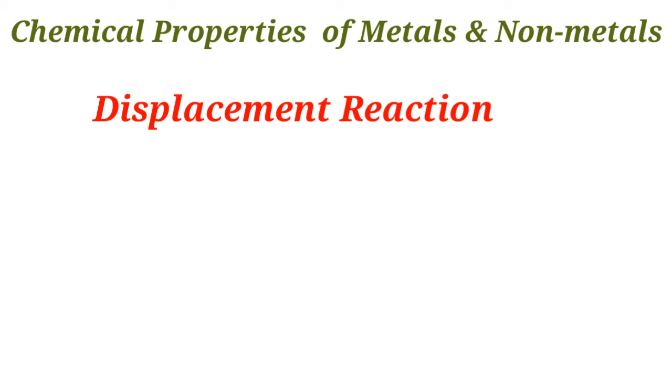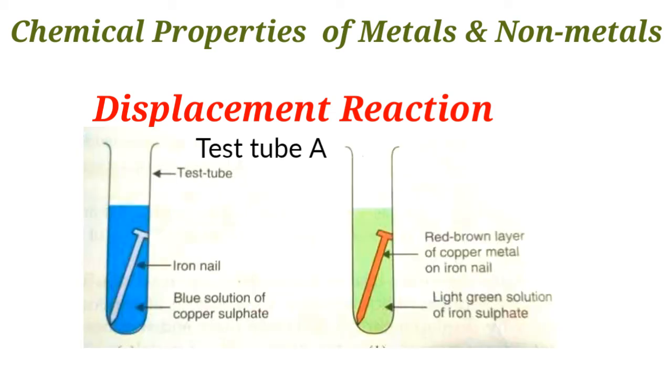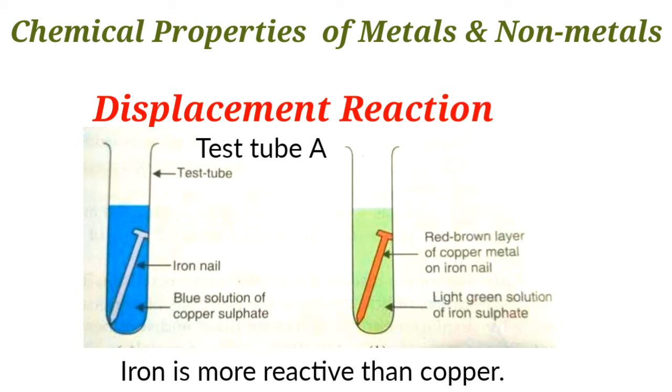You will observe that the iron nail which is inside the solution becomes reddish brown. This is because a layer of copper gets deposited over the surface of the nail. The iron is more reactive than copper, so it displaces copper from the solution of copper sulphate and the color of the solution slowly changes from blue to green due to the formation of iron sulphate.